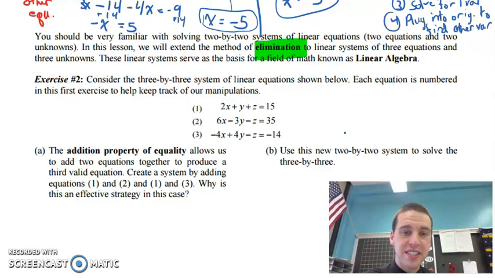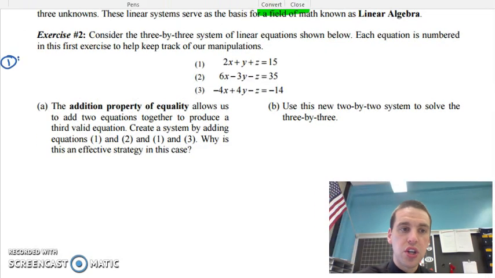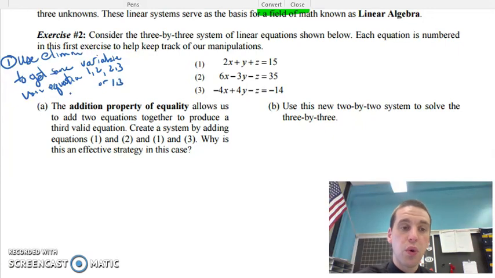The first step that we're going to do is use elimination. And by using elimination, you need to get rid of one of the variables using equations 1 and 2. So the first step here, use elimination to get rid of the same variable, using equations 1, 2, 2, 3, or 1, 3. And you're going to do that twice. I'm going to show you here.